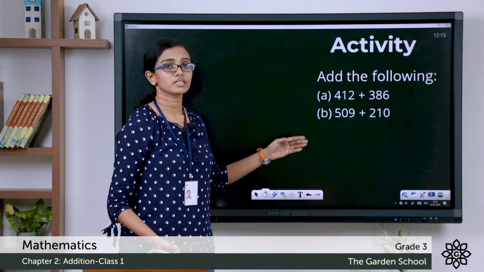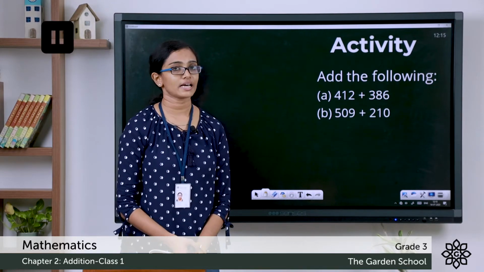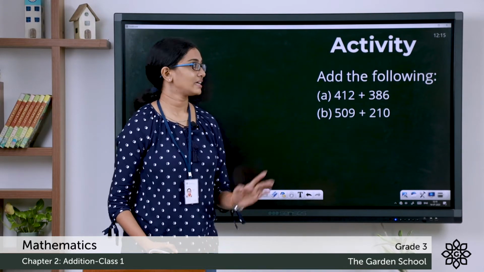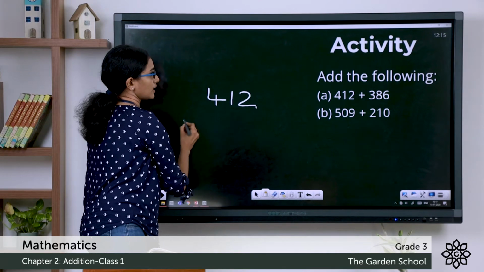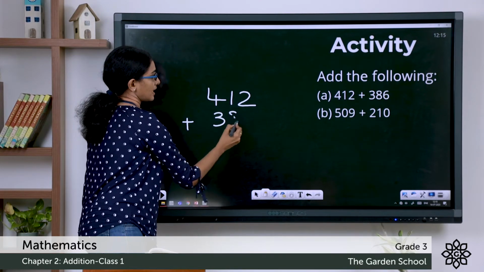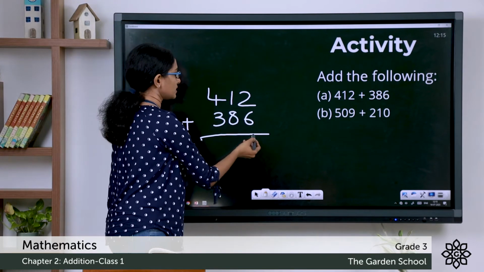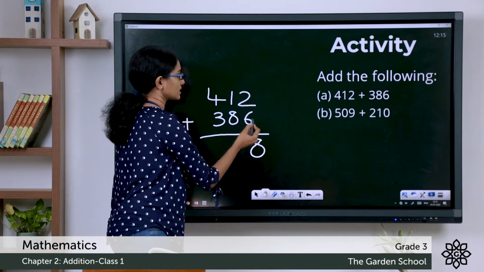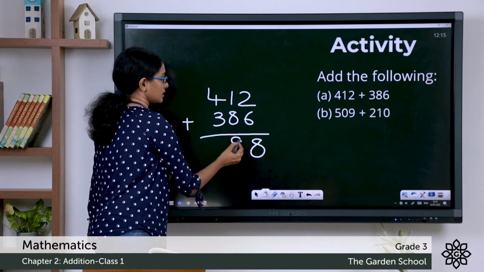Now, we'll do an activity. Please note down these questions in your notebook and find the sum. You can pause the video, finish the activity and come back. Hope you finished doing that one. Now let's see the answers. The first question, 412 plus 386. So starting with the ones, let's add the ones first. 6 ones plus 2 ones give you 8 ones. Then 8 tens plus 1 ten give you 9 tens.